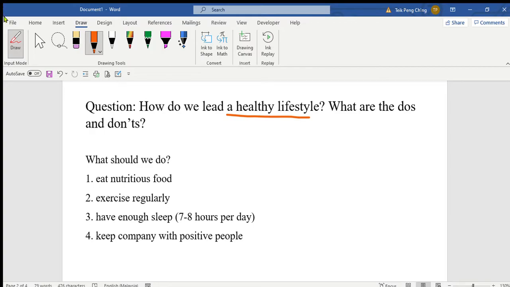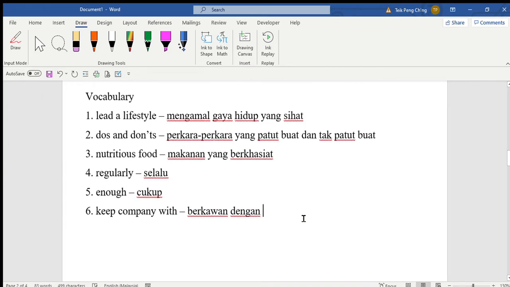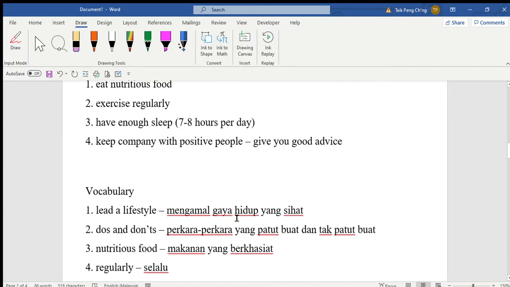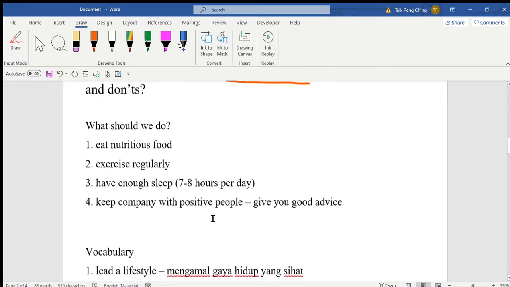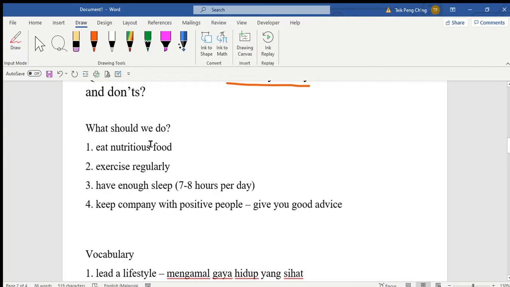Okay? Why? Because positive people will give you positive advice. Okay? Good advice. Positive advice. Okay, I will put good advice here, ya. Advice maksudnya apa? Advice maksudnya nasihat. So kalau you selalu berkawan dengan kawan yang baik, dan kawan yang baik akan bagi nasihat yang bagus. So you won't go and do all the bad things, okay, like stealing, illegal racing, taking drugs, and so on. Okay, now we have got around 4 things. Okay, under what should we do?